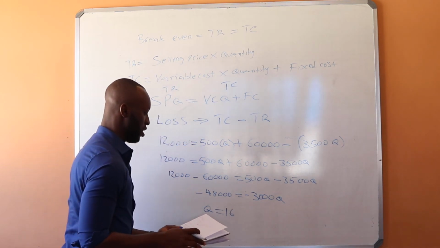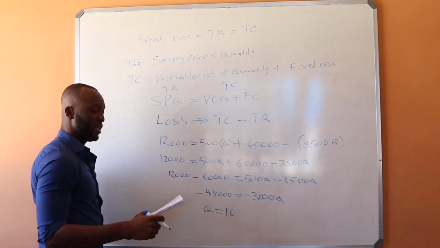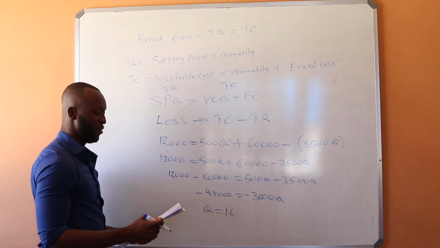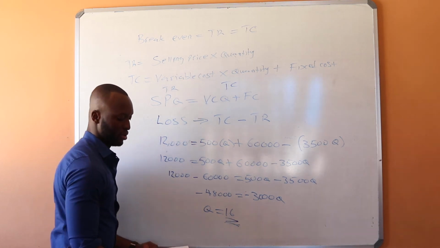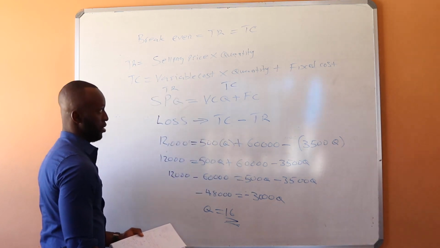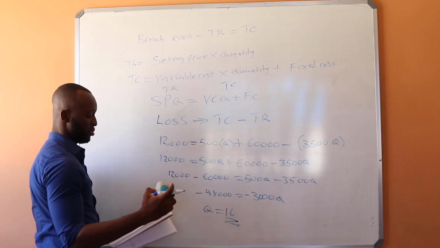So you're going to make a loss. If the firm is making a loss of 12,000, that means the firm is selling only 16 units of that product. So that's it about total revenue, break-even analysis, profit and loss.